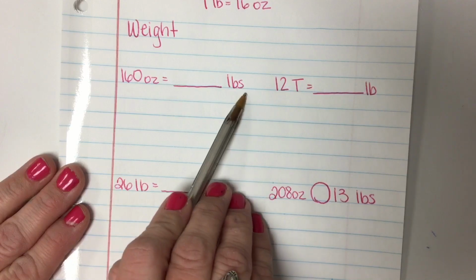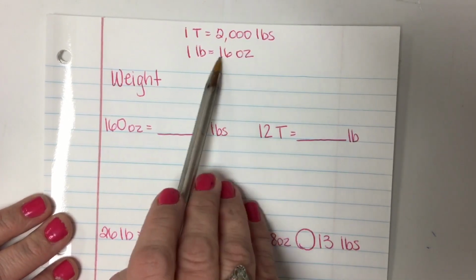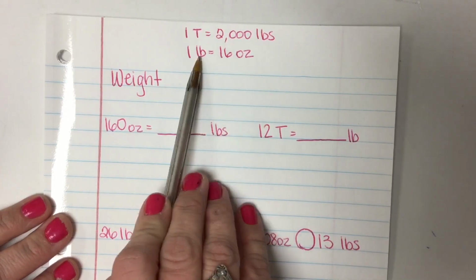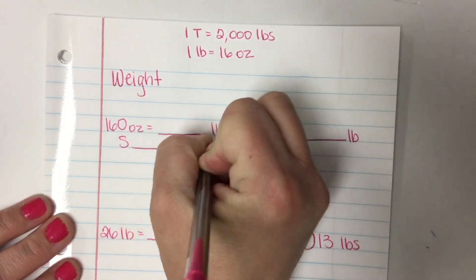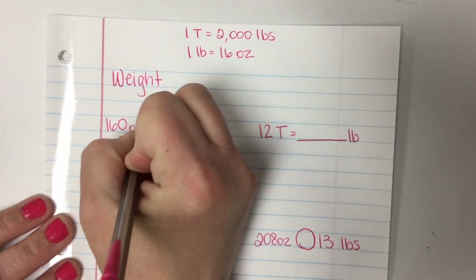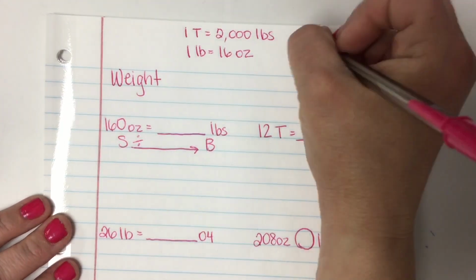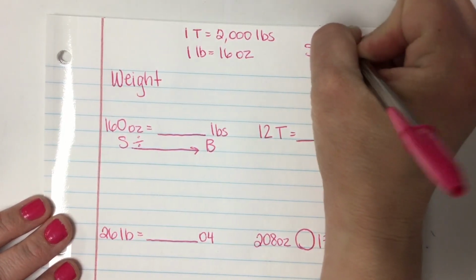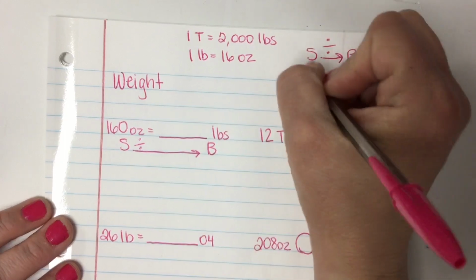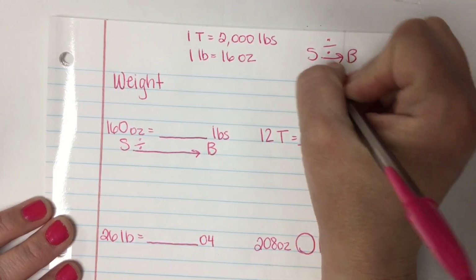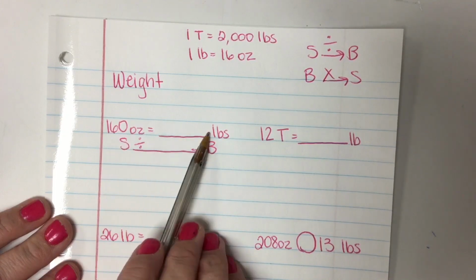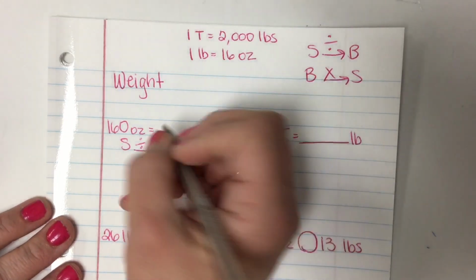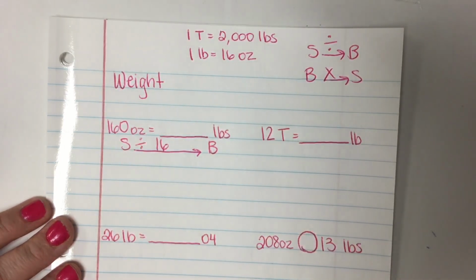160 ounces equals how many pounds? Well, ounces is the smallest, pounds is the biggest. So we're going to go from small to big, which means we're going to divide. Okay, this one's the same. Small to big, divide. Big to small, multiply. This is not changing. So we're going ounces to pounds. Well, there's 16 ounces in a pound, so we're going to divide by 16.